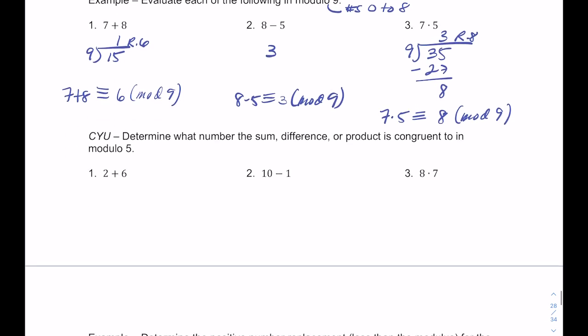And you all can try the check your understanding 1 to 3 there. So feel free to pause the video at this point and reflect on what you just learned. And if you need to go back and revisit some things, that's okay too.